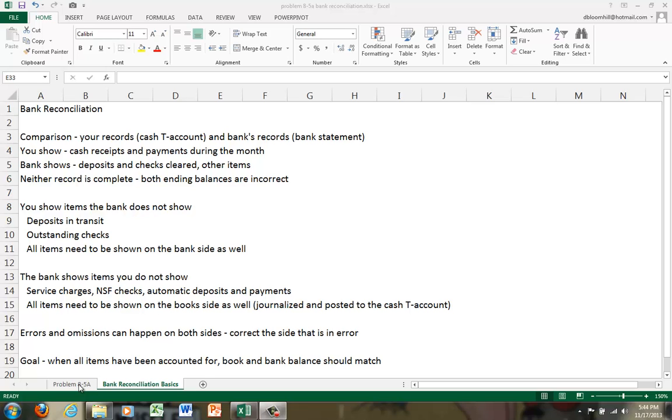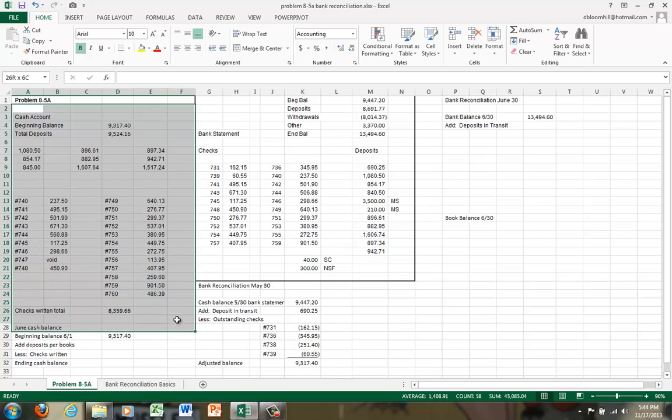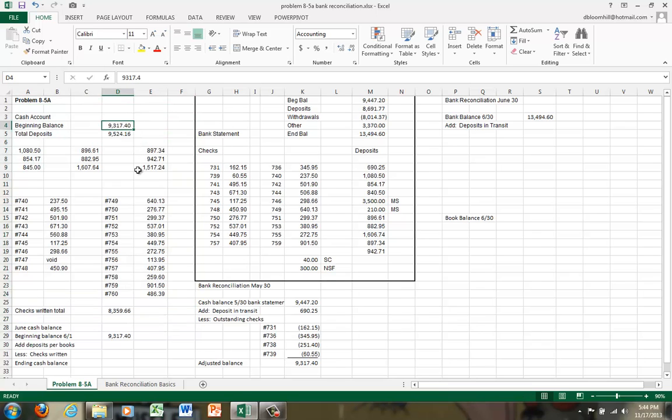So, to demonstrate the bank reconciliation process, we're going to take a look at problem 8-5A from your book. When we take a look at problem 8-5A, on the left hand side over here we see all of the things in our cash ledger. So over here we see the beginning balance for June, per our account, $9,317.40. Here are all the deposits that we show in our cash ledger, all of the cash receipts, and here are all of the checks written, all of the payments that we show in our cash ledger.